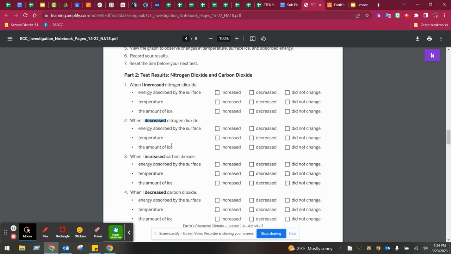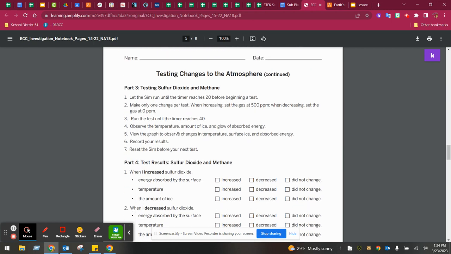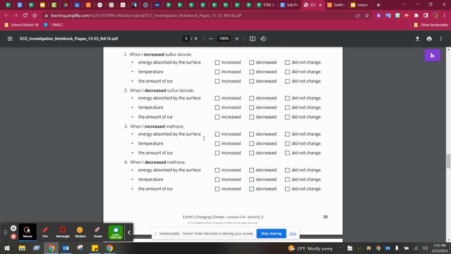Once you're done with nitrogen dioxide, reset it. Put it back to its starting point, and then you'll do carbon dioxide all the way to the right, then all the way to the left. And then on the back side, you also have sulfur dioxide and methane. So you're going to run each of the 4 gases at their extremes, 500 and 0, and check off what each of those items did.